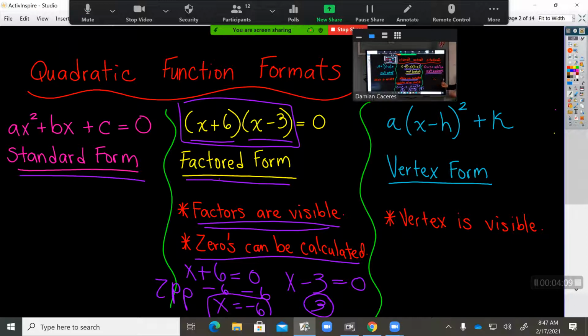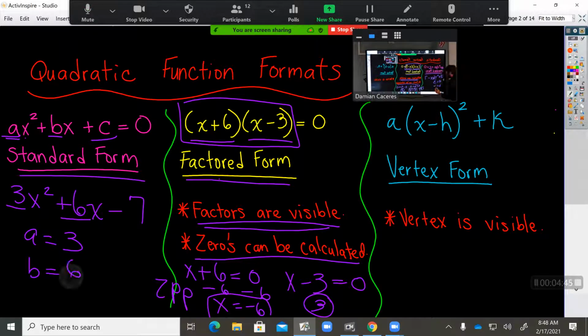So, on standard form, whatever number is touching the x square is A. Whatever number is touching the x is B. And whatever number is the constant, no variable on it, that's C. So here's an example. 3x squared plus 6x minus 7. What is the value of A in this equation? 3, because A is the number that's touching x squared. B is the number that's touching x. What's B there? Positive 6. And C is the constant. Which number has no variable on it? Negative 7.